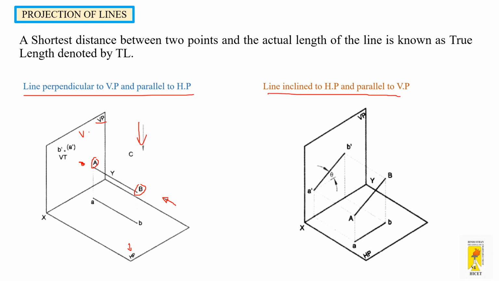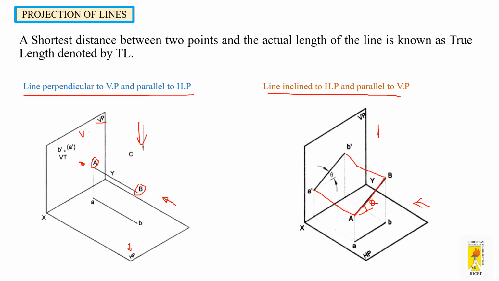Next, a line which is inclined to VP and parallel to HP is shown in this figure, where you can see the line AB is inclined to HP and it makes an angle theta, and if this line is viewed from the front side, the inclined line exactly falls on the VP if it is projected, and the line is with the same length.